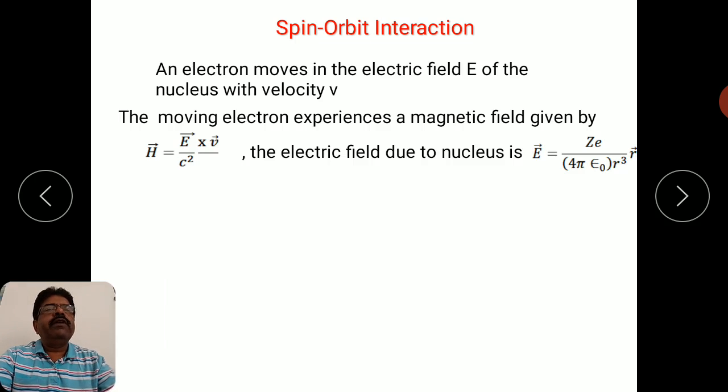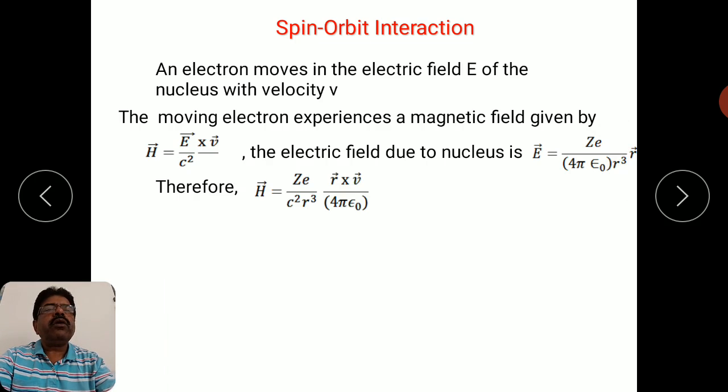The electric field here is due to the nucleus, and it is given by E is equal to Ze upon 4 pi epsilon 0 r cube into vector r. If you substitute the value of E in this relation, the magnetic field H will be given as Ze upon c square r cube into r cross v, the cross product of vector r and vector v, divided by 4 pi epsilon 0.